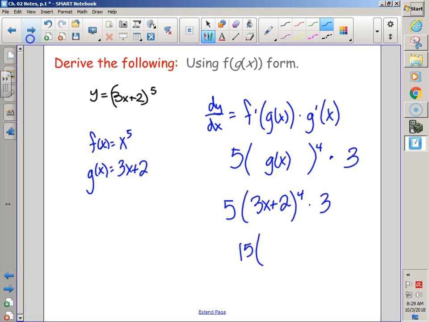Do you end up with the same answer? Yeah. Do you get there a little bit of a different way? Yeah. But some people shortcut this process eventually. Once they get a really good handle on it, once they really master it, some people get to where they can just say, oh, hey, 5, but 3x plus 2 to the 4th times 3.